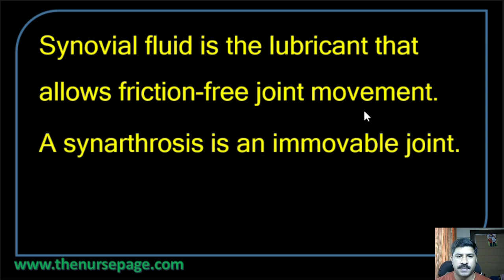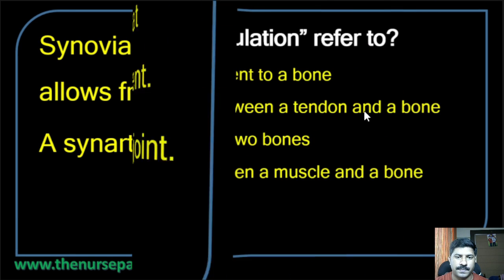Synarthrosis. One of the options was synarthrosis. Don't confuse it with synovial joints. Synarthrosis means an immovable joint. So synovial joints are examples of freely movable joints.